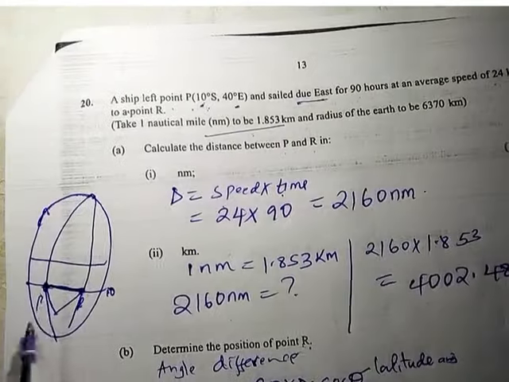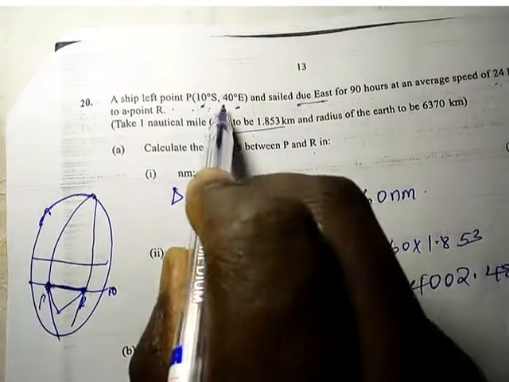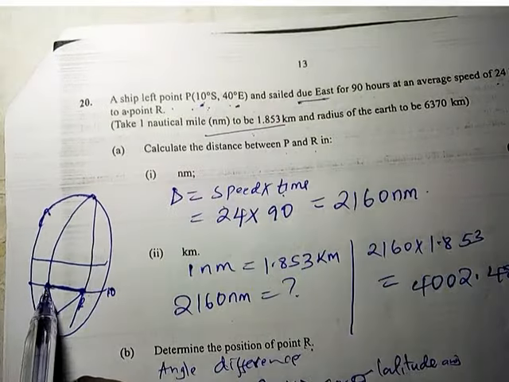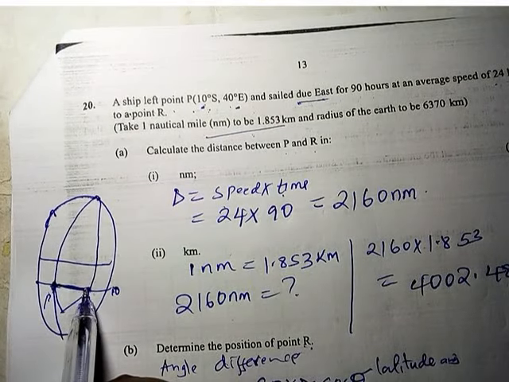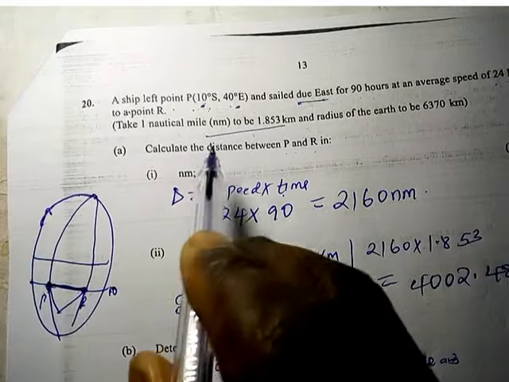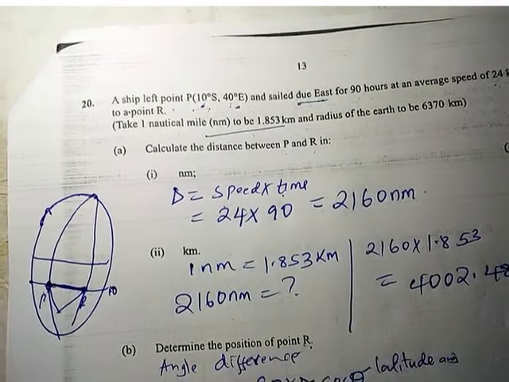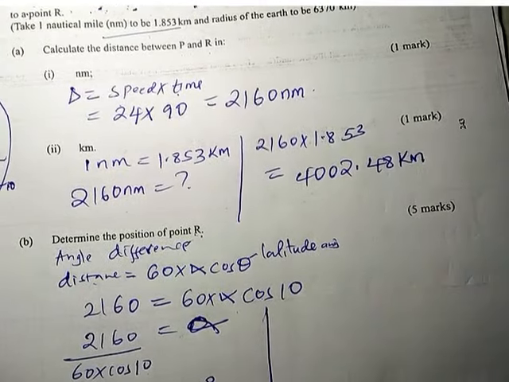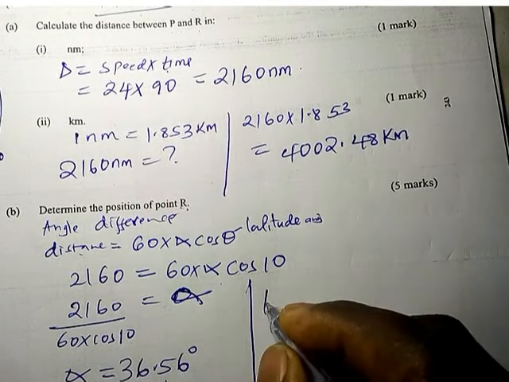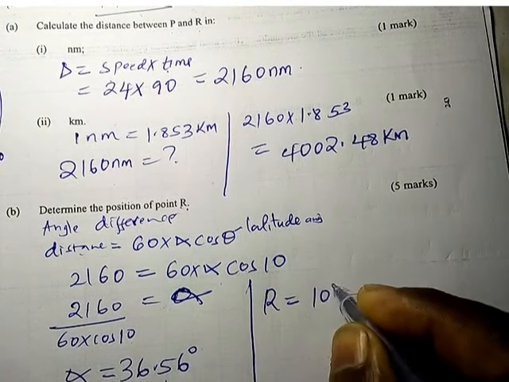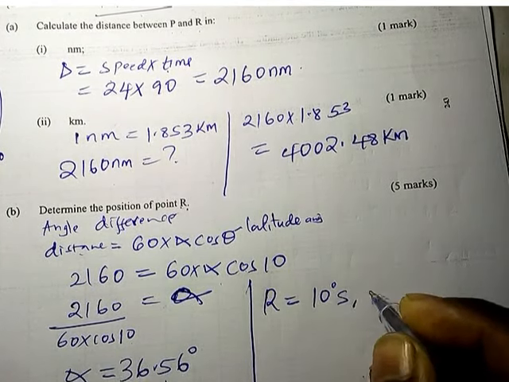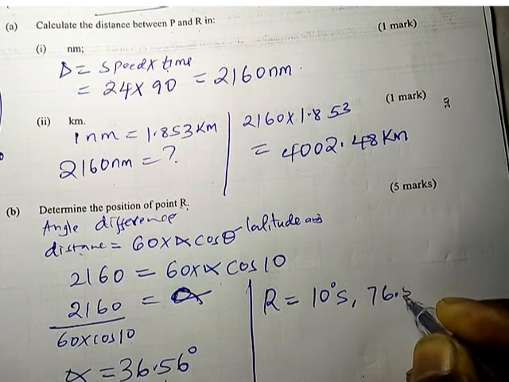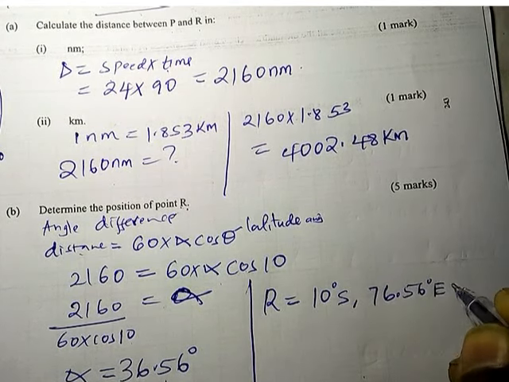Why did we do that? Because P is east, and it moved towards the east. So it is going to the east, so we add. So now R will be 10 degrees south, 76.56 degrees east.